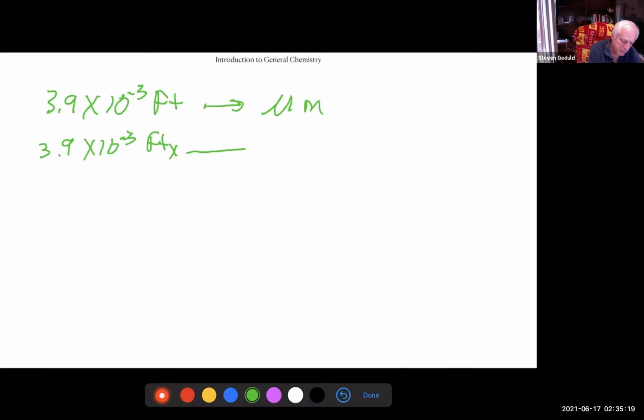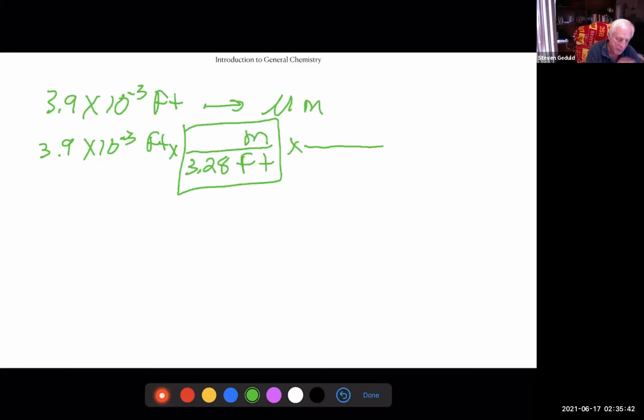Then draw your line, put feet on the bottom, because I want to go to the metric system and feet is English. I know there's 3.28 feet in a meter, so I can go to meters. There's 3.28 feet per meter, and this equals 1. 1 meter is the exact same thing as 3.28 feet. You get that from the data packets. It's right in there.